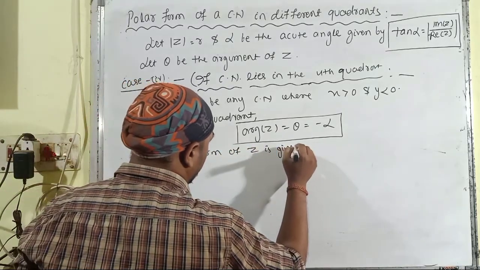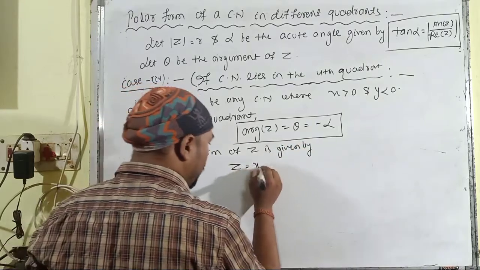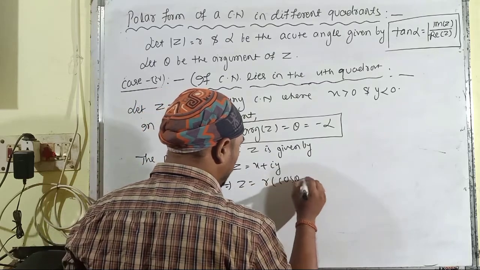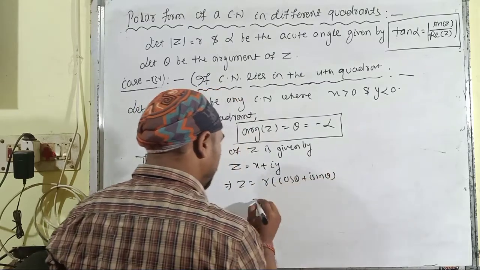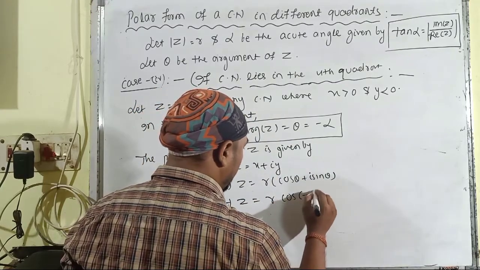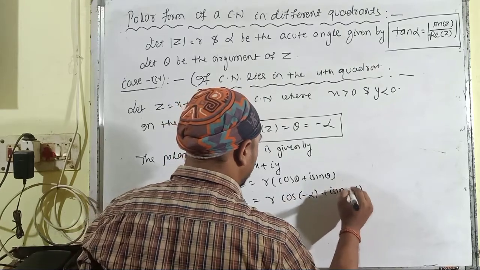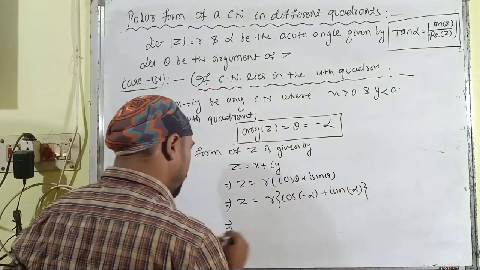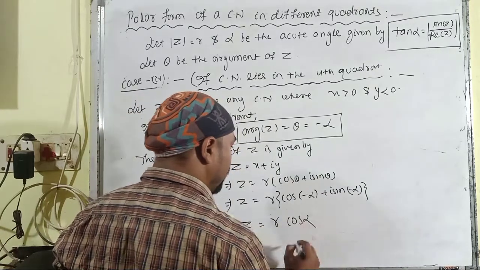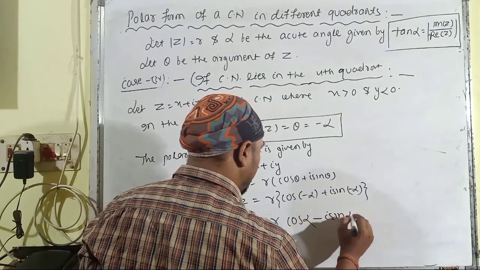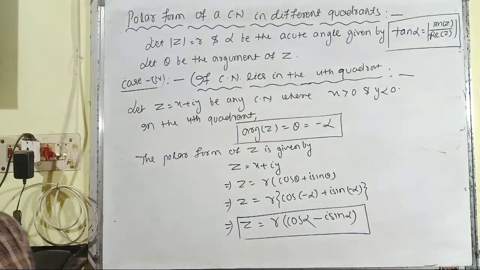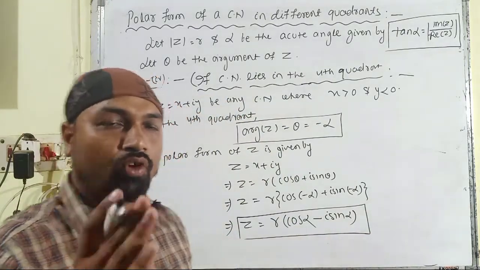is given by z is equal to x plus iy, that implies z is equal to r multiplied with cos theta plus i sin theta, that is z is equal to r cos minus alpha plus i sin minus alpha. Then z will be equal to r cos alpha minus i sin alpha, and here it is the resultant polar form of the complex number that lies in the fourth quadrant.